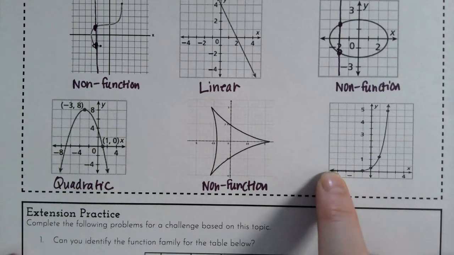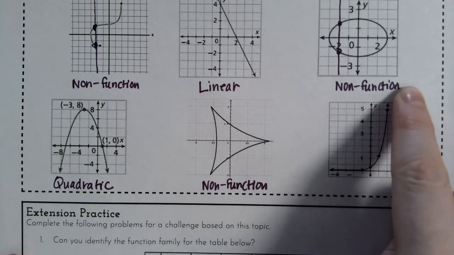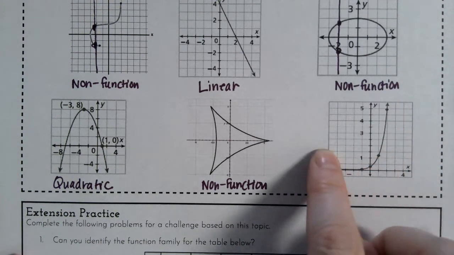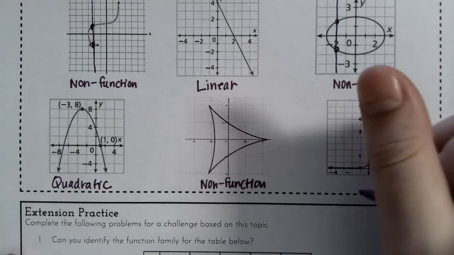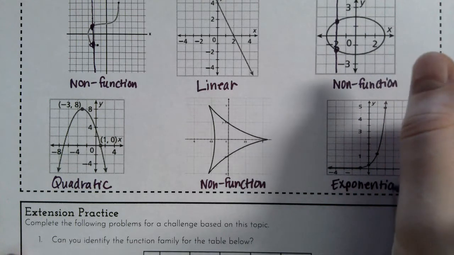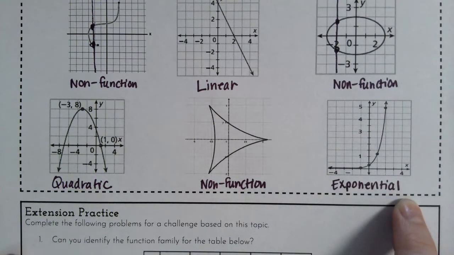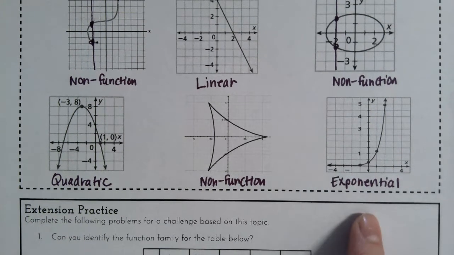And then this last one, we start off and then we speed up really quickly. We increase really quickly. And it looks like a backwards L. Backwards L. This one is exponential. So speeding up or slowing down really quickly is exponential.